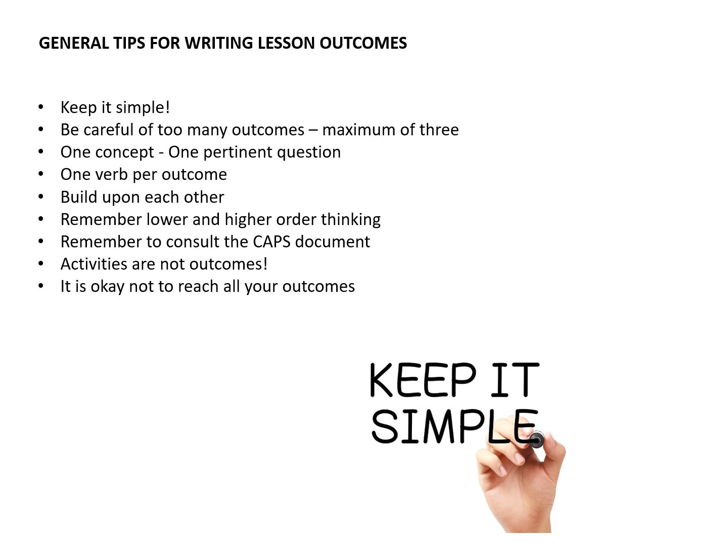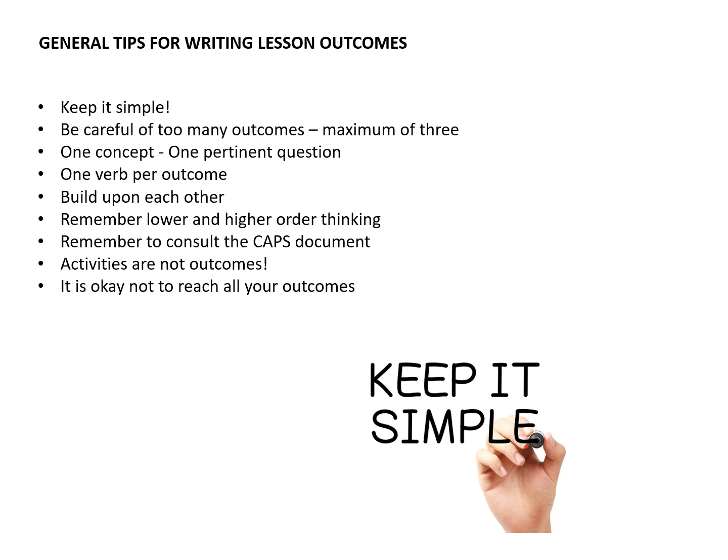It's also important that you have one pertinent question. Let me remind you what a pertinent question is. That is the link of your concept to the real world. Also use only one verb per outcome. So do not write a lesson outcome like, at the end of the lesson, you must be able to define and explain a business plan. That is in fact 2 outcomes. Only one verb per outcome.